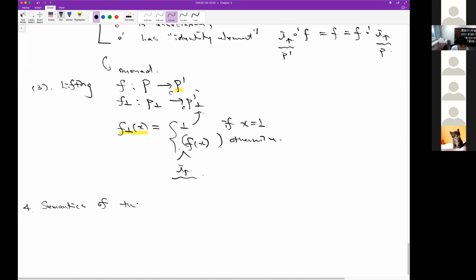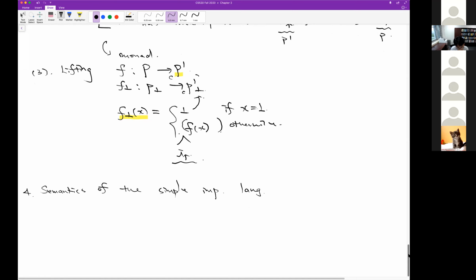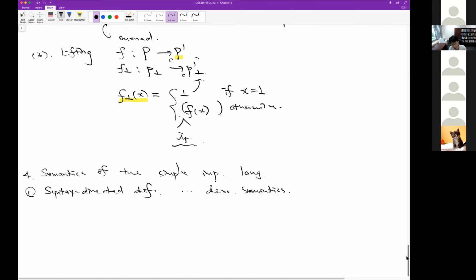Of the simple imperative language. So the semantics is going to be defined in a syntax directed way. And so it's going to be what I call a denotational semantics. Actually, there's one very important principle in the denotational semantics.